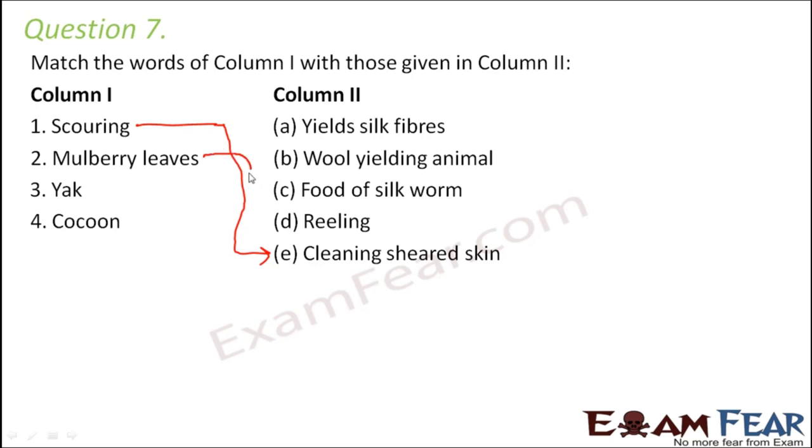Mulberry leaves. What are mulberry leaves? They are the food for silkworm. A lot of silkworms feed on mulberry leaves. Yak. So yak is a wool yielding animal. Yes, of course, it produces wool. Cocoon. What is cocoon? Cocoon is that structure which is formed by the protein secreted by the silkworms, and when this cocoon hardens in presence of air, it gives us silk fibers.